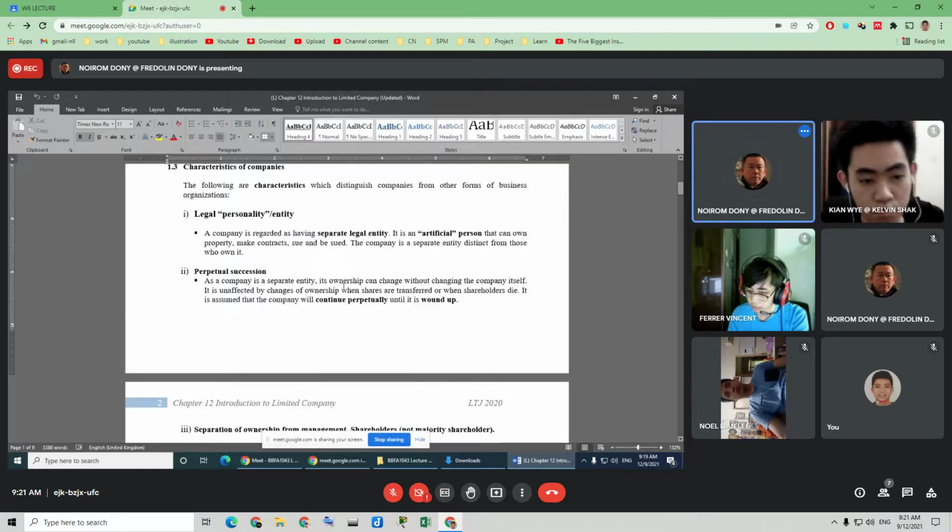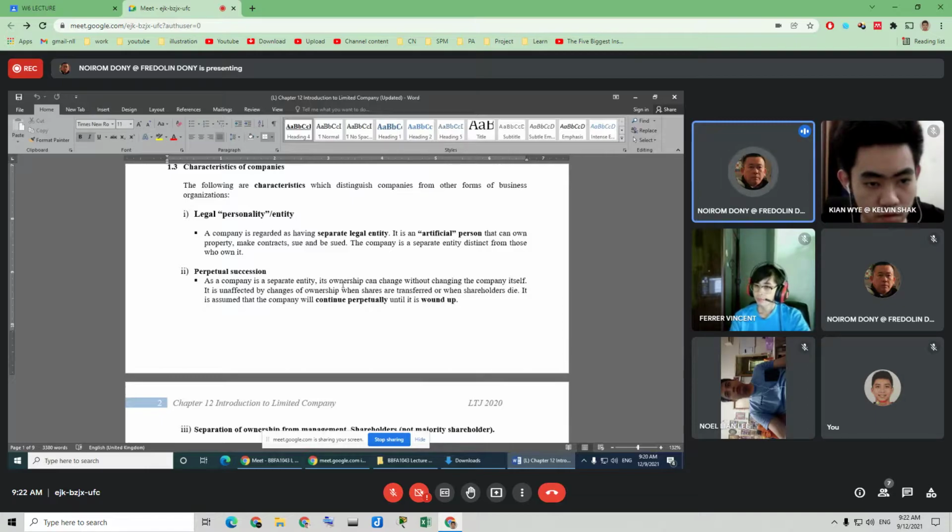So meaning if there is a change in ownership of the shareholding of the company, it doesn't affect the company. Meaning the company is still continuing, unlike a partnership. Like if one of the partners dies, the partnership business automatically dissolves. They cannot proceed to do business transactions. But a company is different, the opposite. That's why we call it perpetual succession.